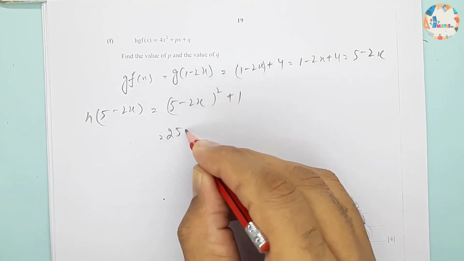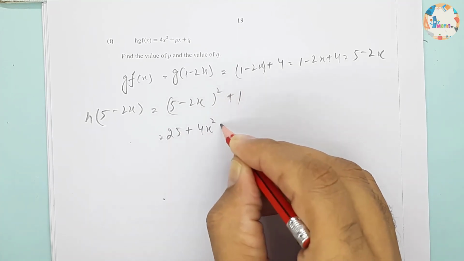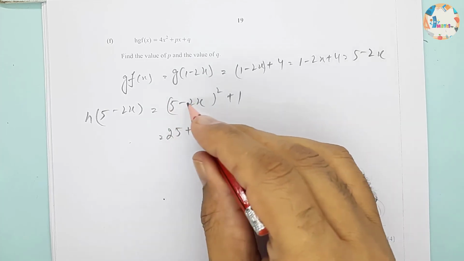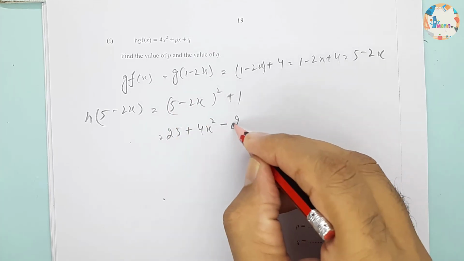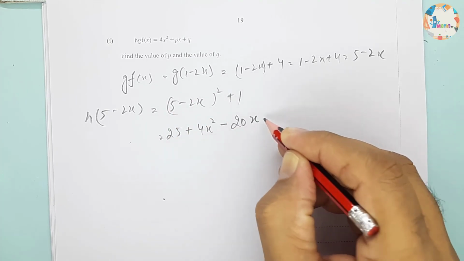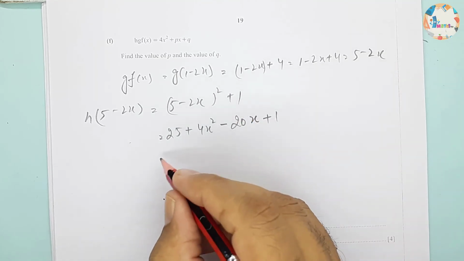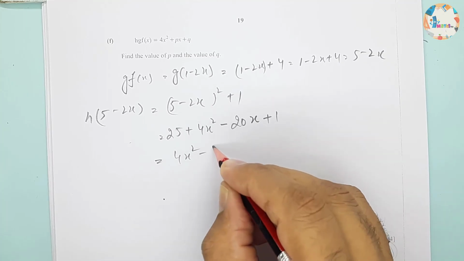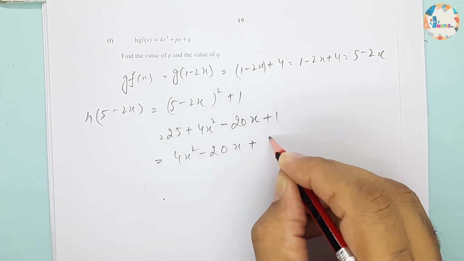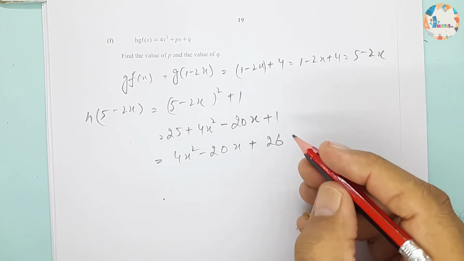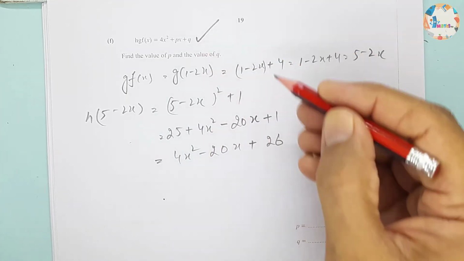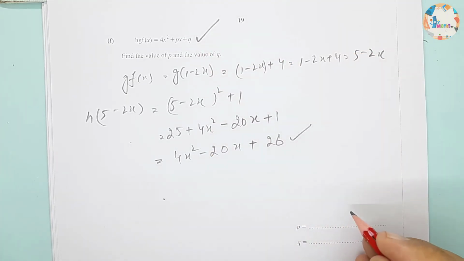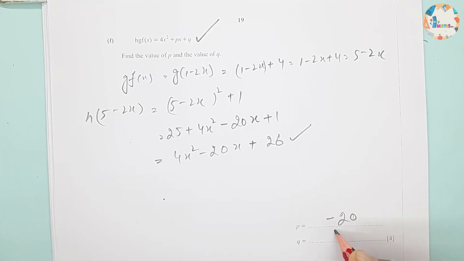This will be 25 plus 4x squared, and minus 5 into 2, 10, 10 into 2 will be 20. So 20x plus this one. So after rearranging, 4x squared minus 20x plus 26. So if we compare this equation and this equation, p is equal to minus 20 and q is equal to 26. Hopefully you got this.